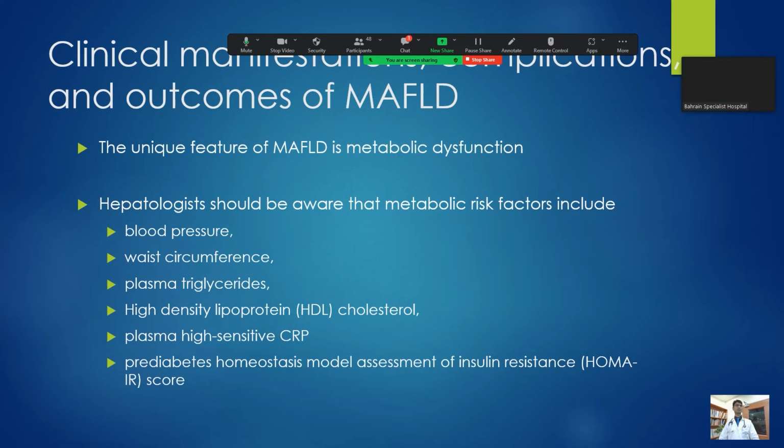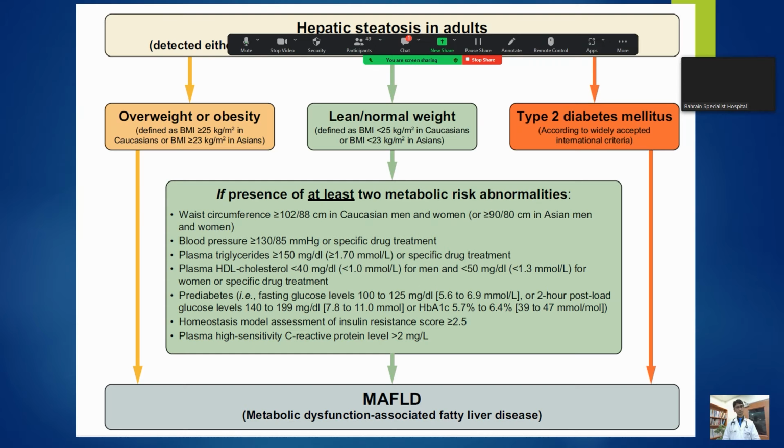What's their waist circumference? Is there any central obesity? What about the triglyceride level? What about the other lipids like HDL, CRP, especially high sensitivity CRP? As I said in a previous slide also, this is also an inflammatory condition. Adiponectin reduces and the inflammatory cytokines increase, which can also cause high CRP. And insulin resistance, which can be documented by insulin level or HOMA-IR index.